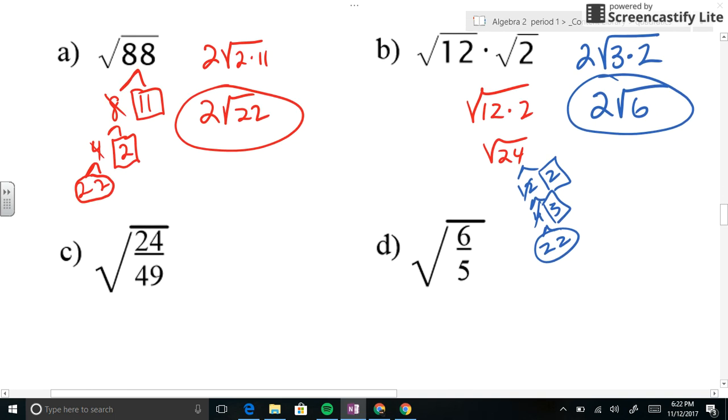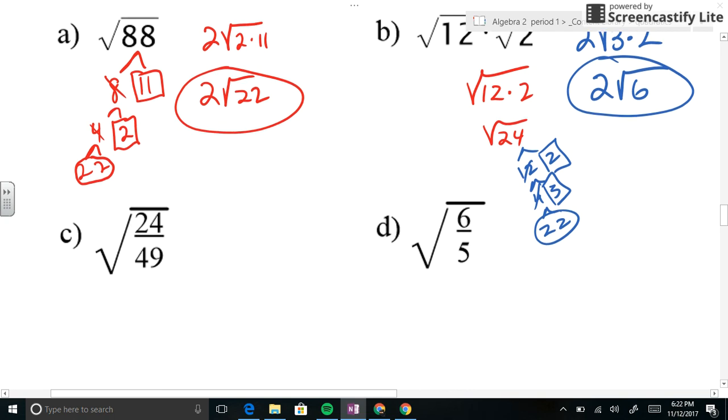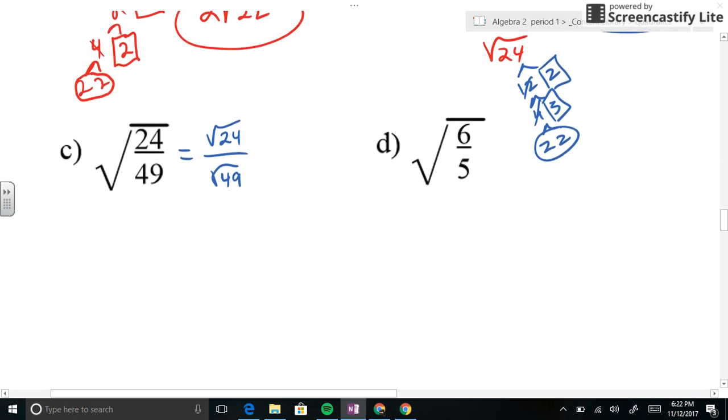So then I go to the next one, which says I can't have fractions inside of square roots. So what we do is we actually take the square root of both the top and the bottom. And now I can't have a square root in the denominator. So I take the square root of 49, which is a perfect square, it's 7. And now I can't have perfect square factors inside the top one, so I got to do the factor tree for the square root of 24, which once again we just did on the last problem.